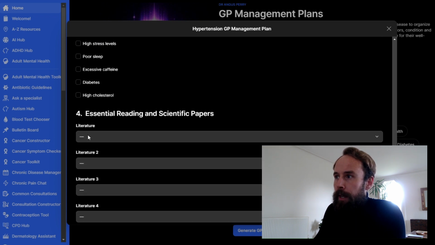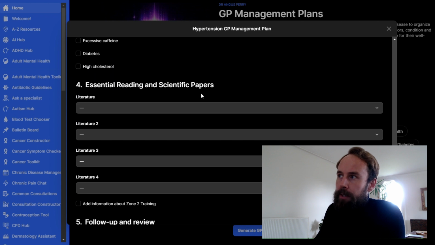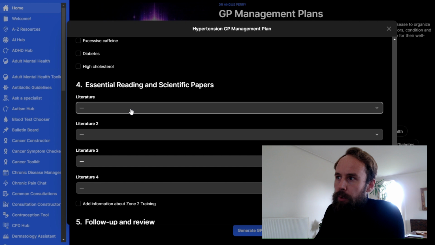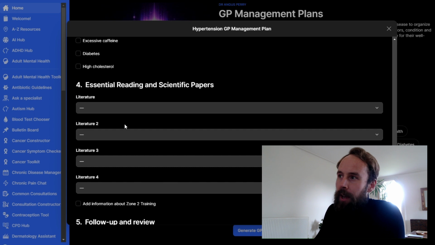And then essential reading and scientific papers. I always think it's important that you try to inform the patient as much as possible. You give them valuable information to help them really understand what their condition is. And what I like to do is actually signpost patients to certain research papers which I think are useful and will help to improve their understanding.